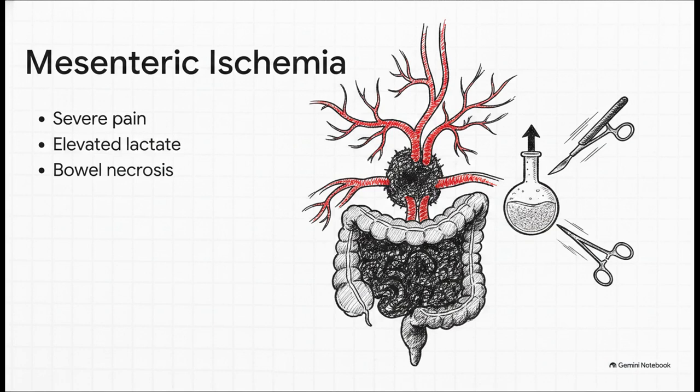To pull it all together, a clot has essentially lodged in the mesenteric vessels, causing inadequate blood supply to the intestines. The bowel is dying. That's what causes the agonizing pain out of proportion to the exam, and the starving cells are switching to anaerobic metabolism, which spikes your lactate. This is a massive surgical emergency. Prompt intervention is required for sure, often a surgical embolectomy or a bowel resection to prevent irreversible, fatal bowel necrosis.